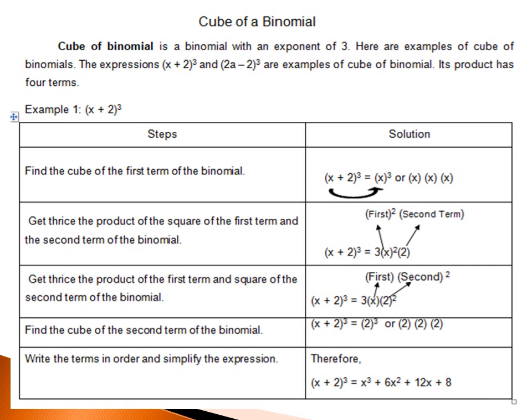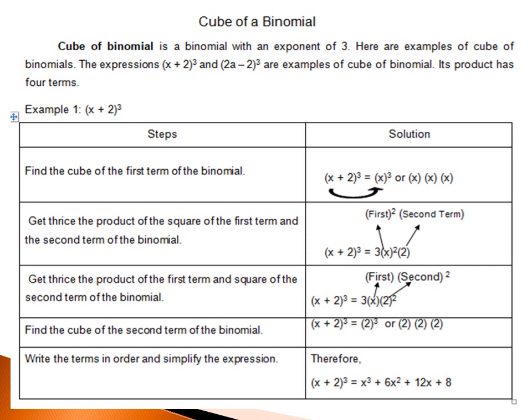For example, the given x plus 2 cube. We have find the cube of the first term of the binomial. We have x cube, or x times x times x. Next, get thrice the product of the square of the first term and the second term of the binomial. First squared times the second term. So we have 3 times x squared times 2.